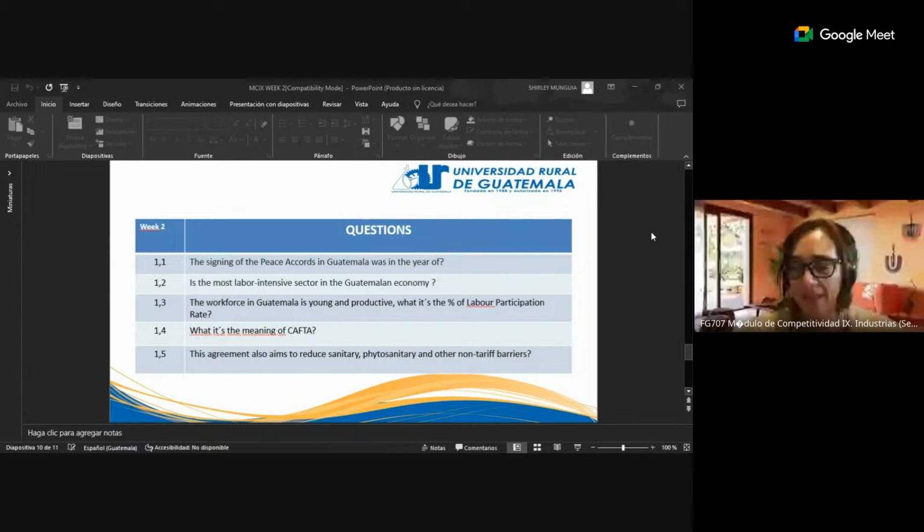3, the workforce in Guatemala is young and productive. What is the percent of labor participation rate? 4, what is the meaning of CAFTA? And 5, this agreement also aims to reduce sanitary, phytosanitary, and other non-tariff barriers. For all these questions, you will find the answer in the presentation.